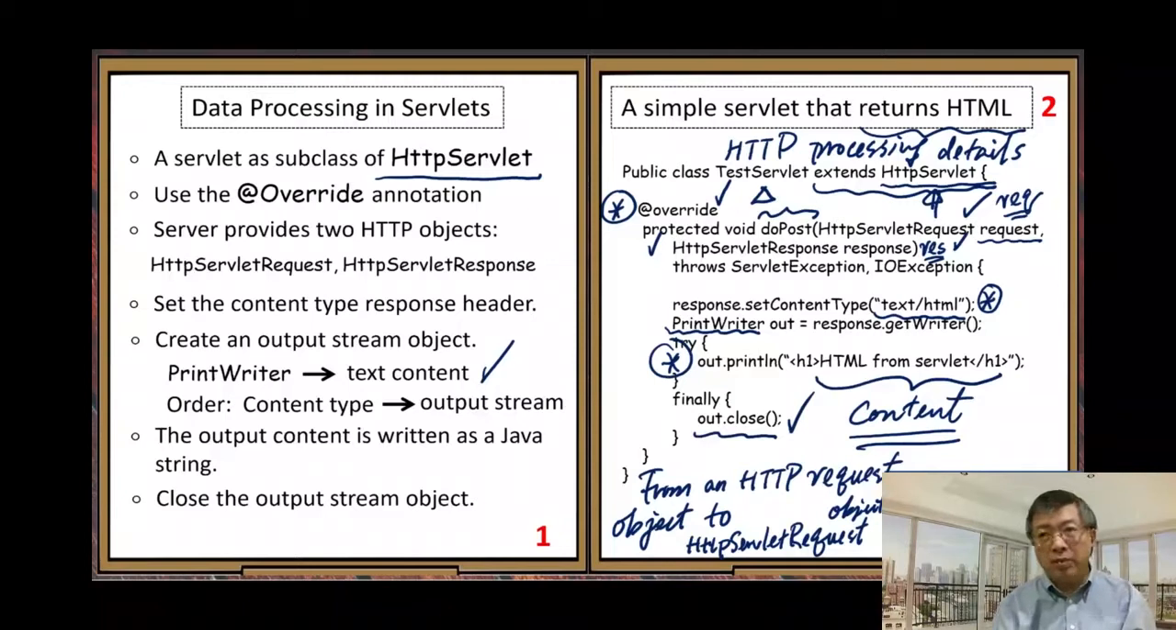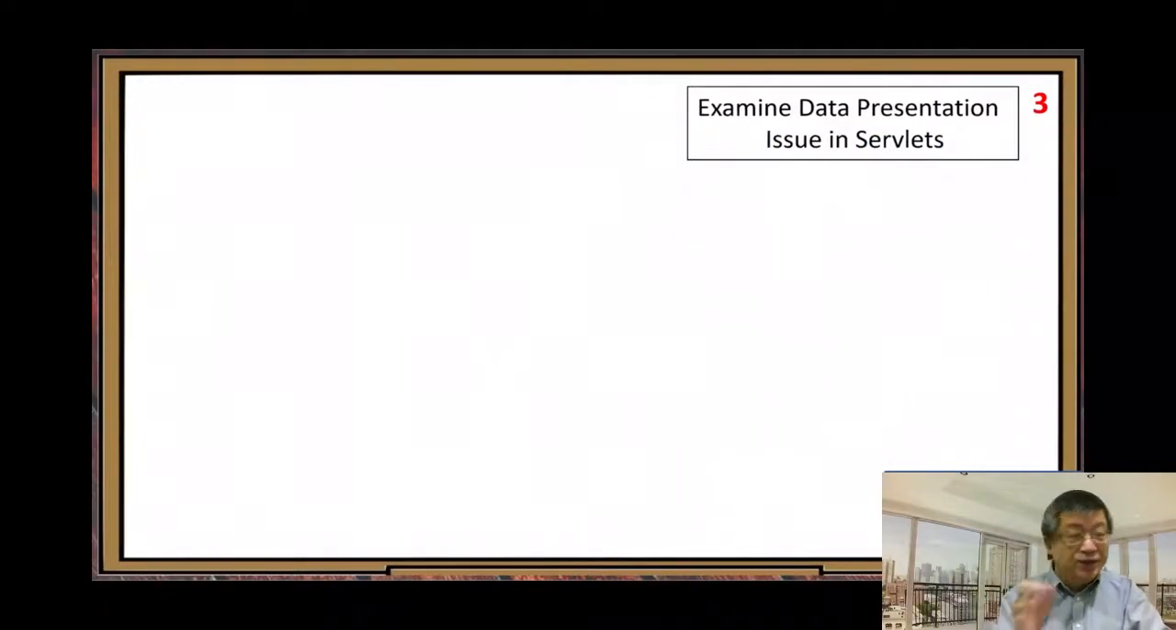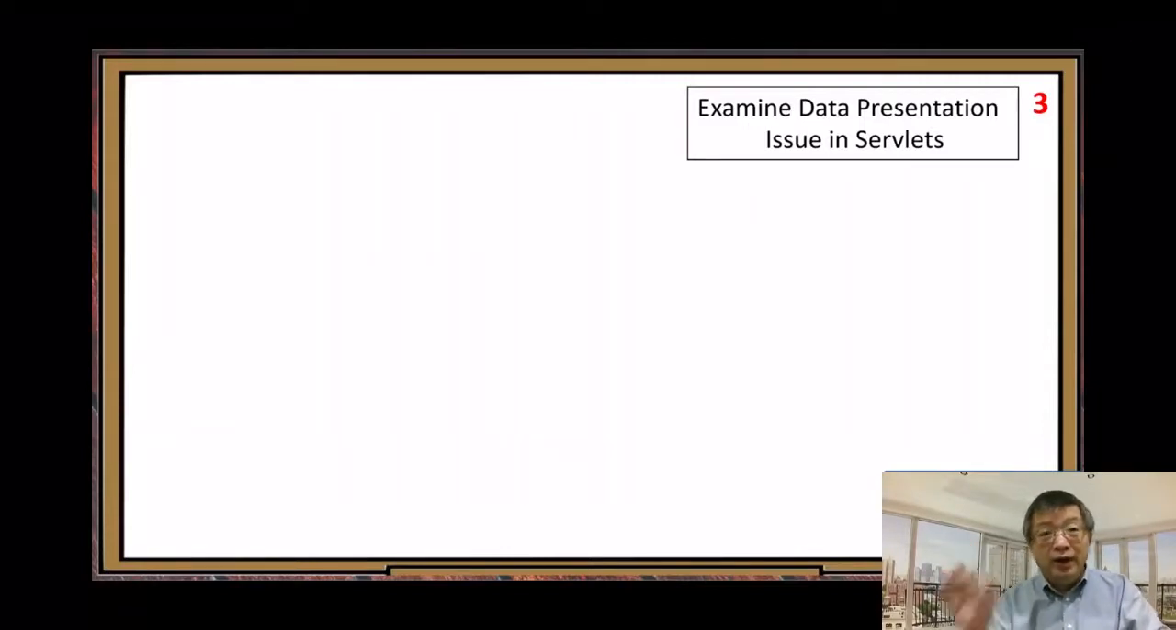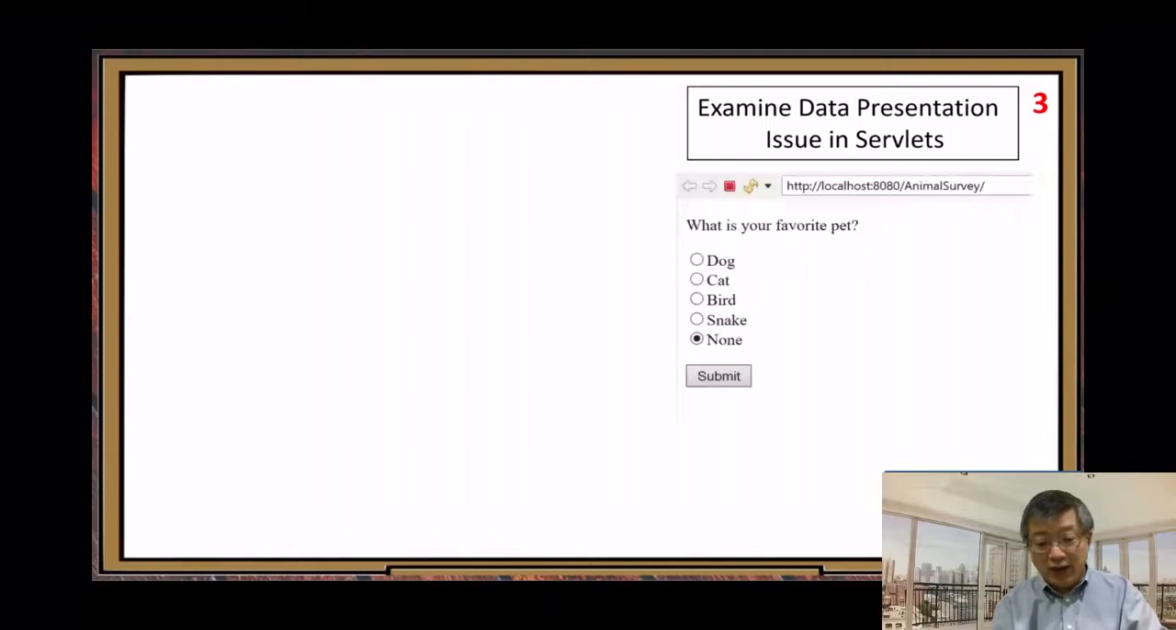The main topic, the main title of this topic, is the problem we have in this way. All right, so in our next slide, I want to use another example. We did the animal survey example, right? Because in that one, we need to present quite some data. All right, so this is the data presentation part. This part is generated by a servlet.